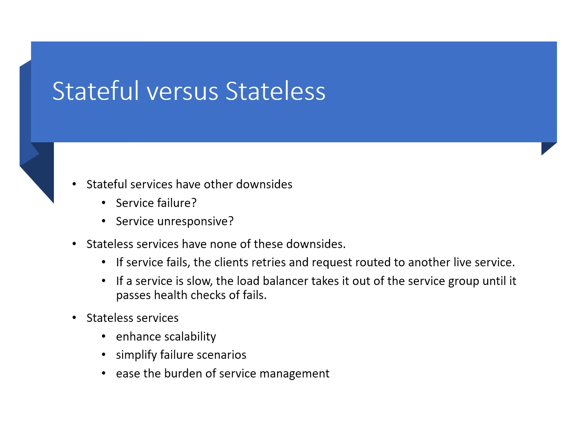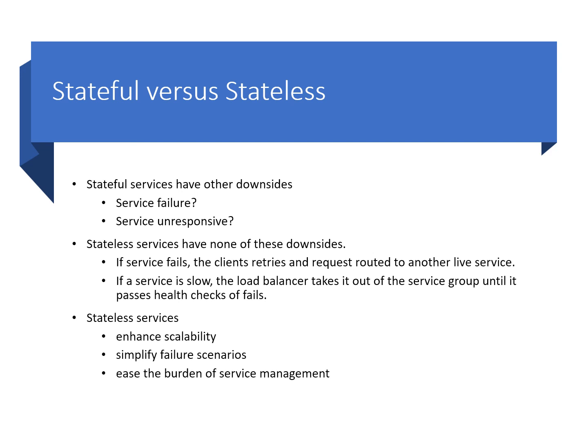Stateless services have none of these downsides. If one fails, clients get an exception and retry, with their request routed to another live service replica. If a service is slow due to a transient network outage, the load balancer takes it out of the service group until it passes health checks or fails. All application state is either externalized or provided by the client in each request, so service failures can be handled easily by the load balancer. Stateless services enhance scalability, simplify failure scenarios, and ease the burden of service management. For scalable applications, these advantages far outweigh the disadvantages, and hence their adoption in most major large-scale internet sites such as Netflix.